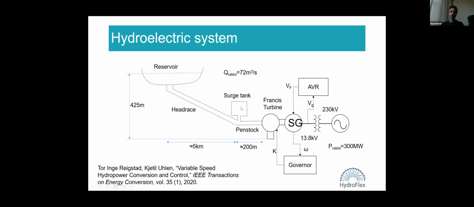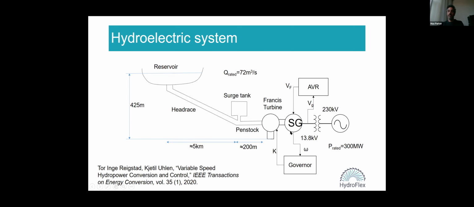You'd have an underground surge tank and then a relatively short penstock of about 200 meters, and then a turbine. So this is a single turbine connected to a single headrace and penstock. It's an approximation of a more complicated system, I believe.